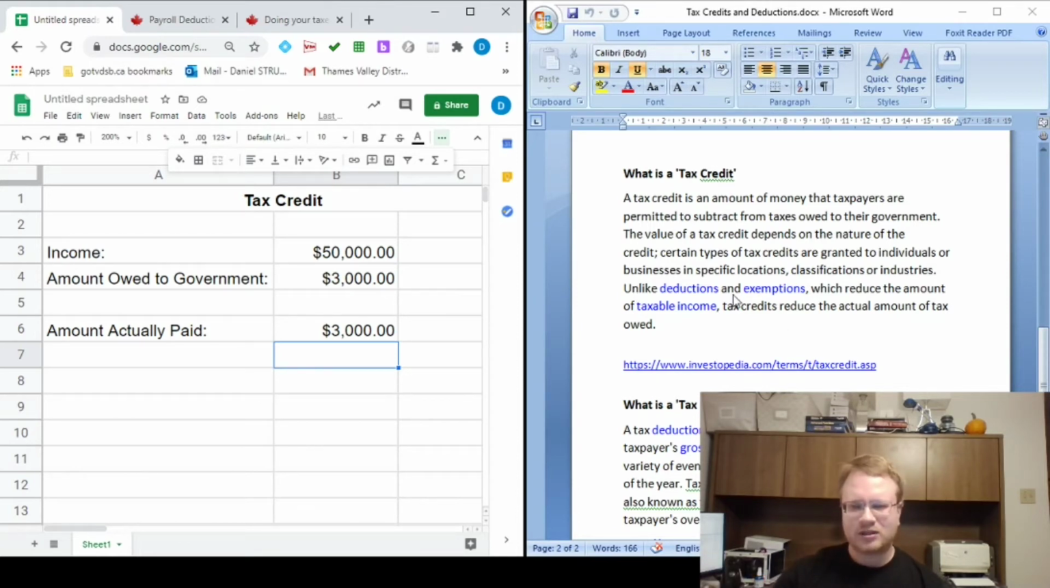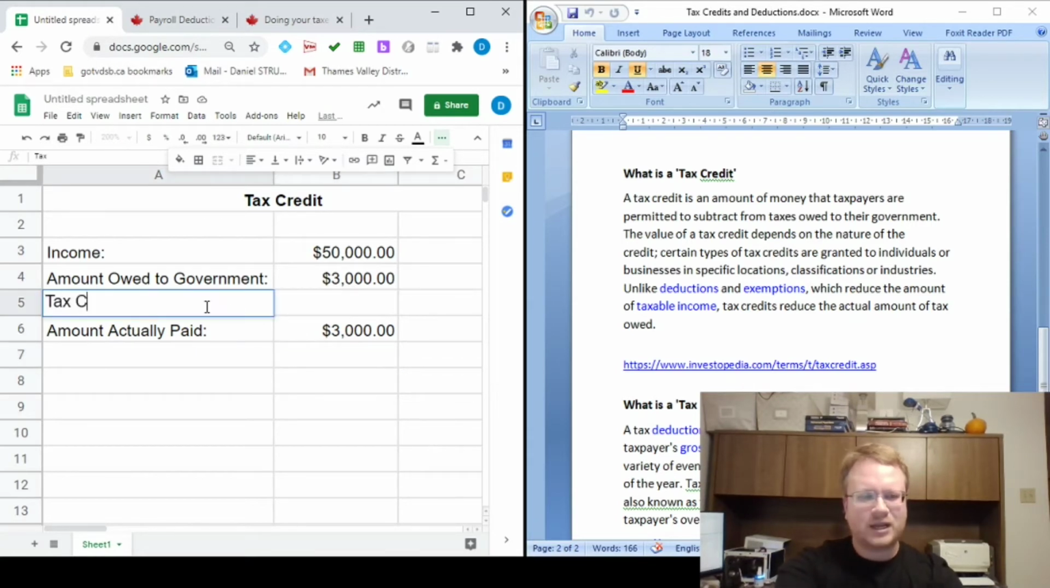Unlike deductions and exemptions, which reduce the amount of taxable income, and we'll talk about that in a moment, tax credits reduce the actual amount of tax owed. So let's take a look at our example here, and I'm just making up these numbers so they don't really matter specifically. What matters is what we're going to do with them. So in our original case here, when we're talking about a tax credit, let's say that we had an income of $50,000 and the amount of tax we owed to the government was $3,000.